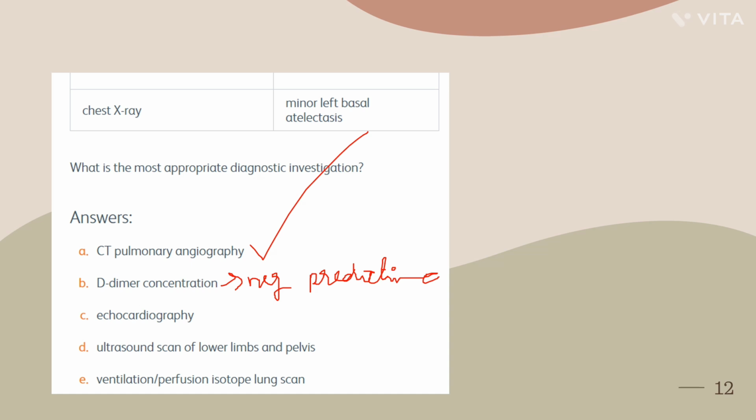Echo cannot directly tell us that it is pulmonary embolism. Ultrasound scan of lower limbs and pelvis will not tell us it is pulmonary embolism. A venous Doppler can tell us there is a DVT. That doesn't mean that the patient should have pulmonary embolism. So it is CTPA.